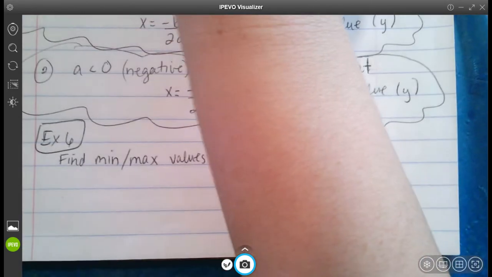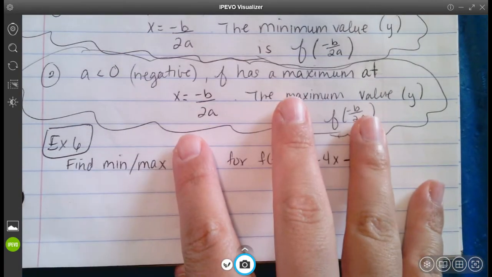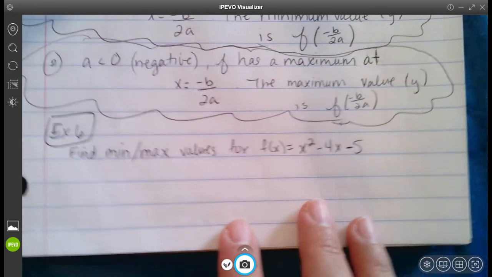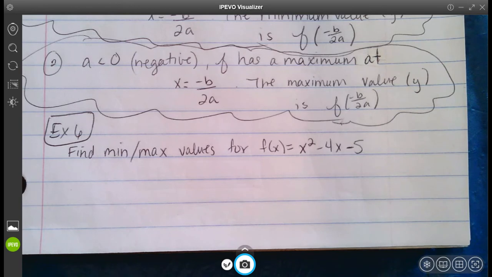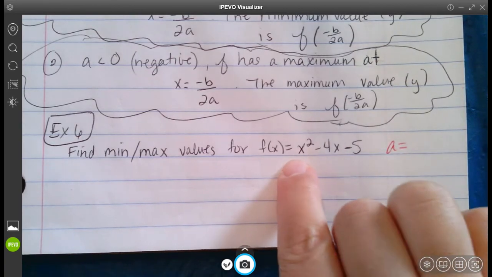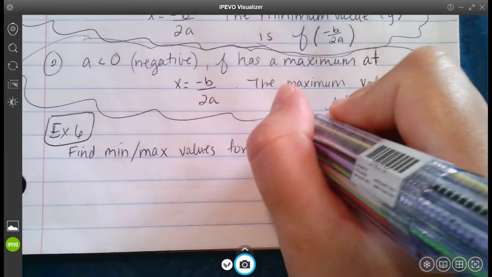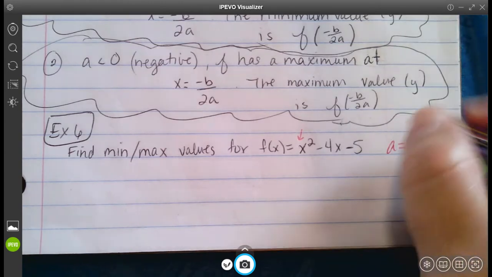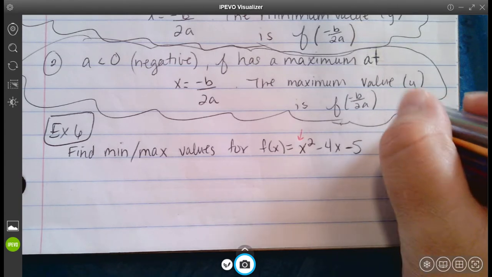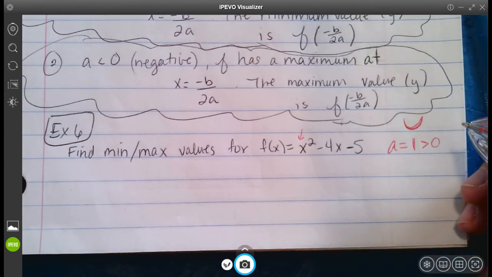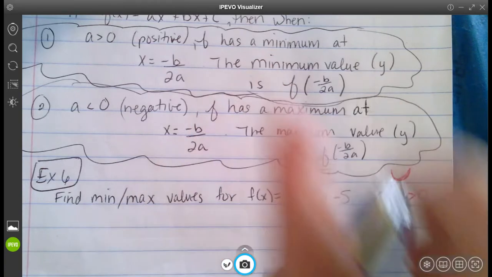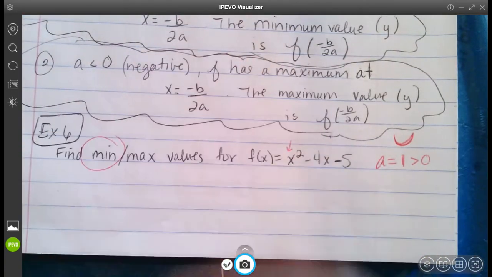So we're going to have a really quick example. You can see there's not even that much space because it's so quick. It says to find the min or max value for f(x) = x² - 4x - 5. So what we're going to do first is identify our a. So our a here is equal to 1. Remember, it's the number that's right here, but there's nothing there, so there's that imaginary 1, which is greater than 0. So that means that this graph is going to be going upwards. It's positive, so it's going to be up. And if it's positive, according to what I have up here, that means we're going to have a minimum value. So just keep in mind that this is going to be a min.